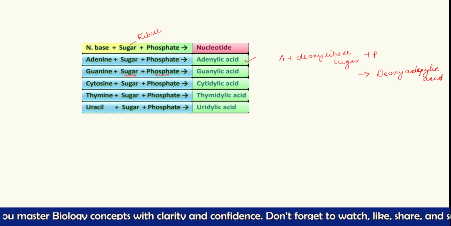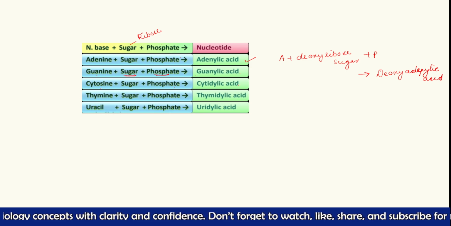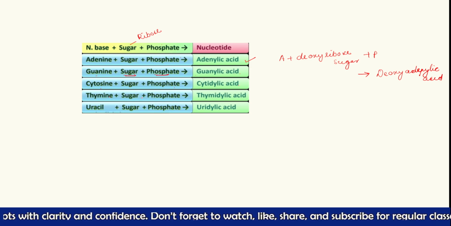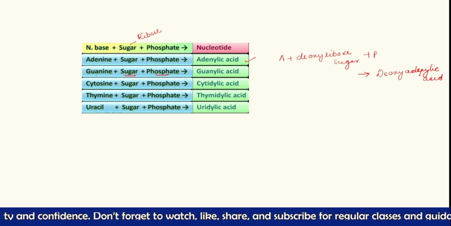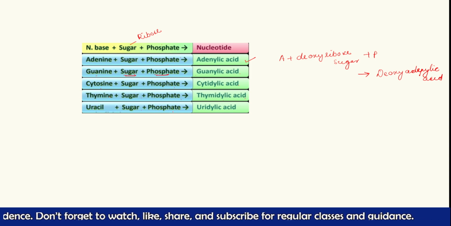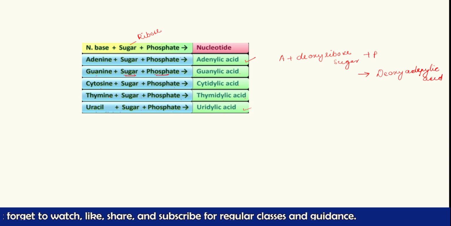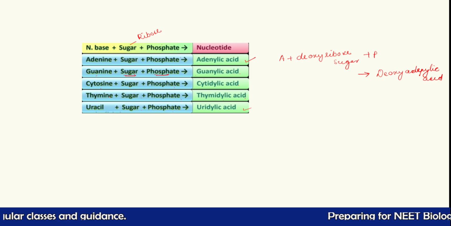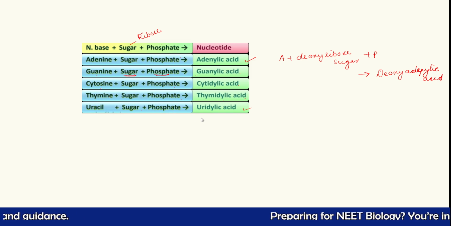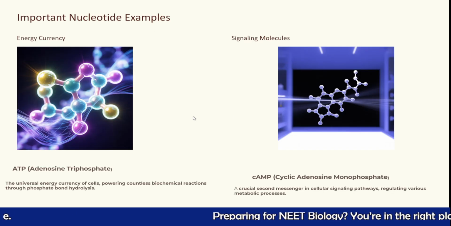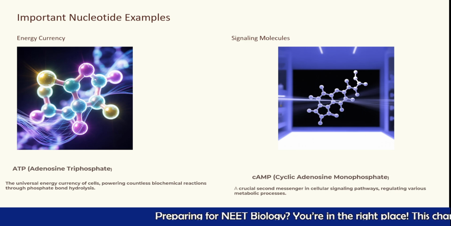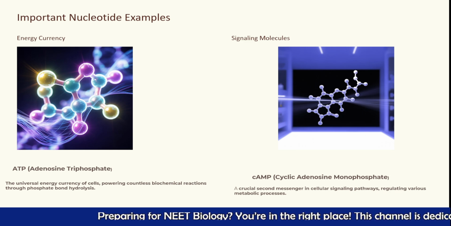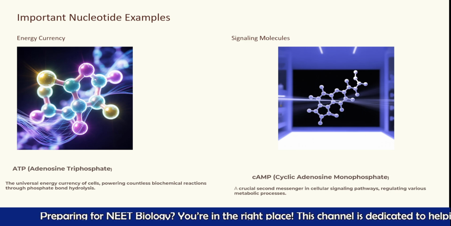Cytosine plus sugar plus phosphate gives cytidylic acid. Thymine plus sugar plus phosphate, thymidylic acid. Uracil plus sugar plus phosphate gives uridylic acid. Okay, so these different terms, the nucleotide examples and nucleoside examples, you have to remember. Then we are coming to the last part, some important nucleotides we have to learn.